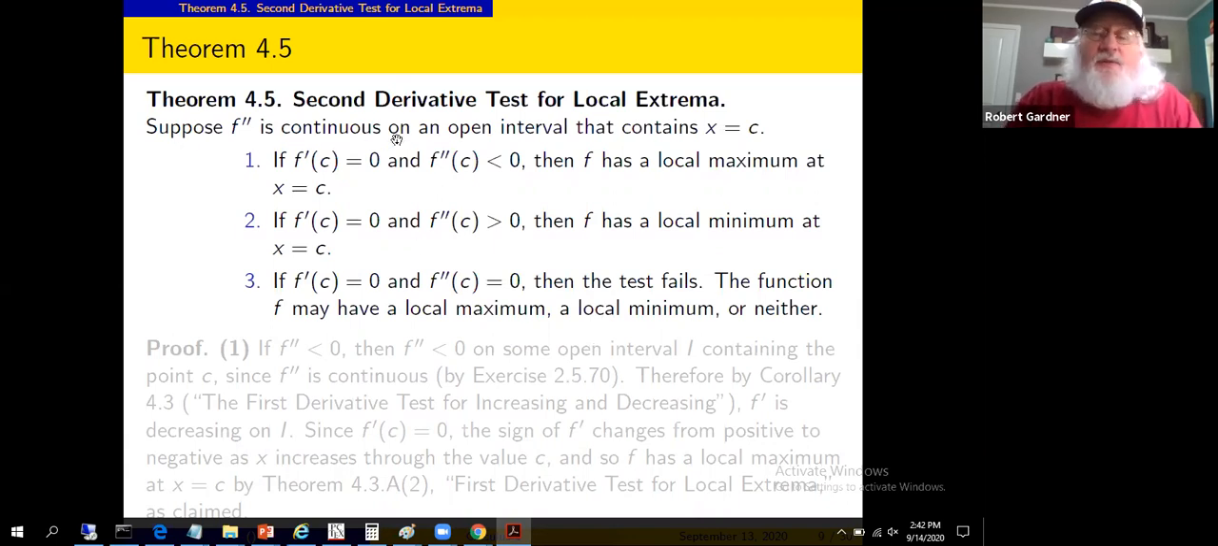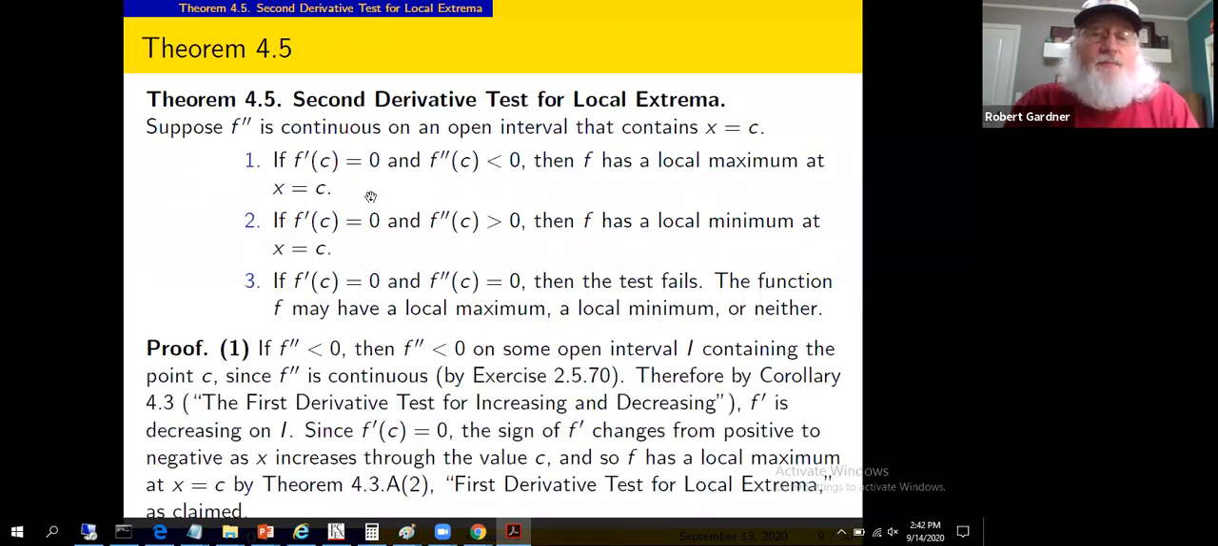Okay, so hypothesis of continuous second derivative, and then these three cases. Let's look at this one. If the second derivative is negative, then the second derivative is negative on some little open interval. They told us we have a continuous second derivative. If you're negative at some point, then nearby that point, that input, you're going to have negativity. This is illustrated in exercise 2.5.70, properties of continuous functions, for the record. So we've got a negative second derivative on a little interval.